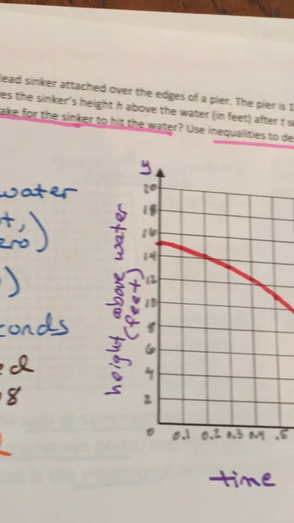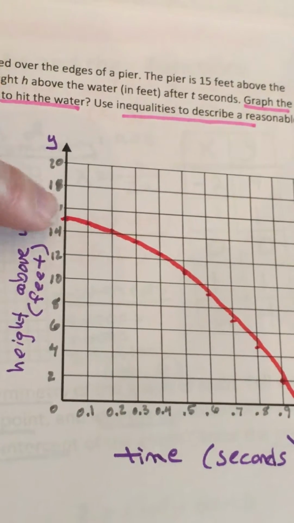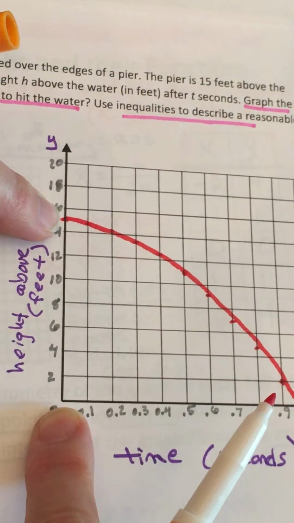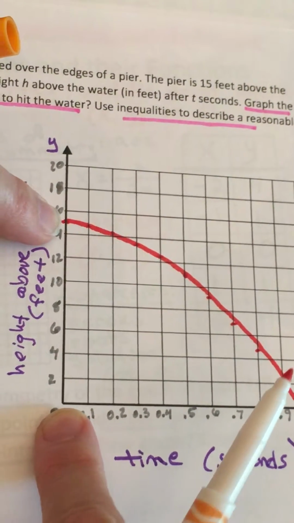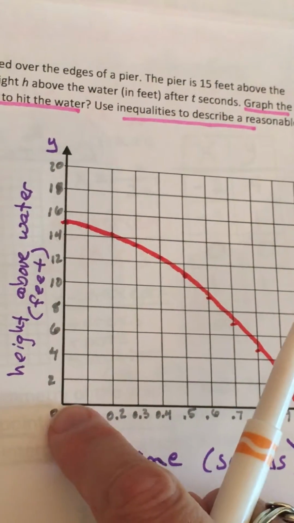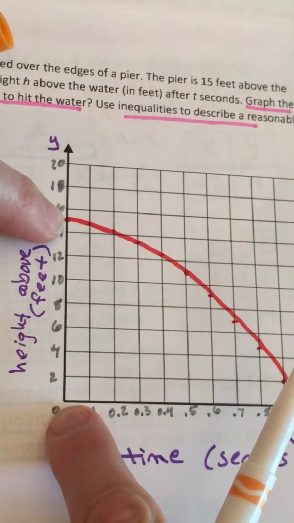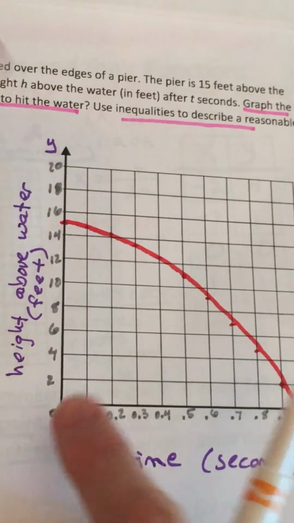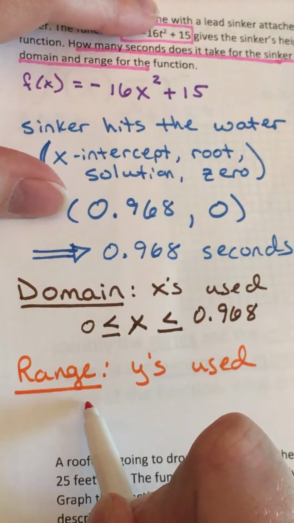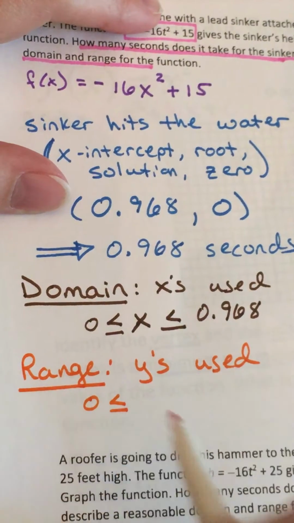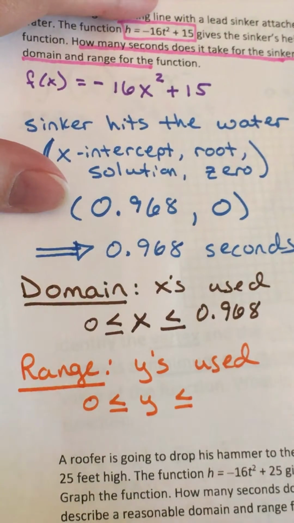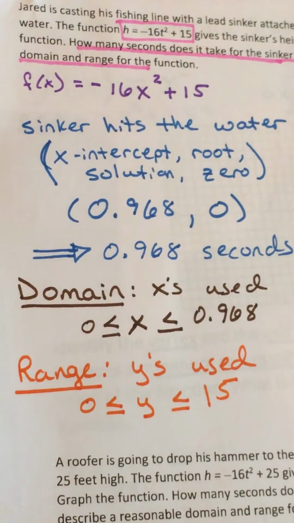So here in our graph, we see that we have a height ranging from 15 feet, dropping all the way to 0 feet when it hits the water. But remember, when we put our information in inequalities, we always start from the lowest and state it to the highest. So we go from the bottom up. For this problem, that means that we hit water with a height of 0. These are the y's used. And we started at 15 feet above the water.